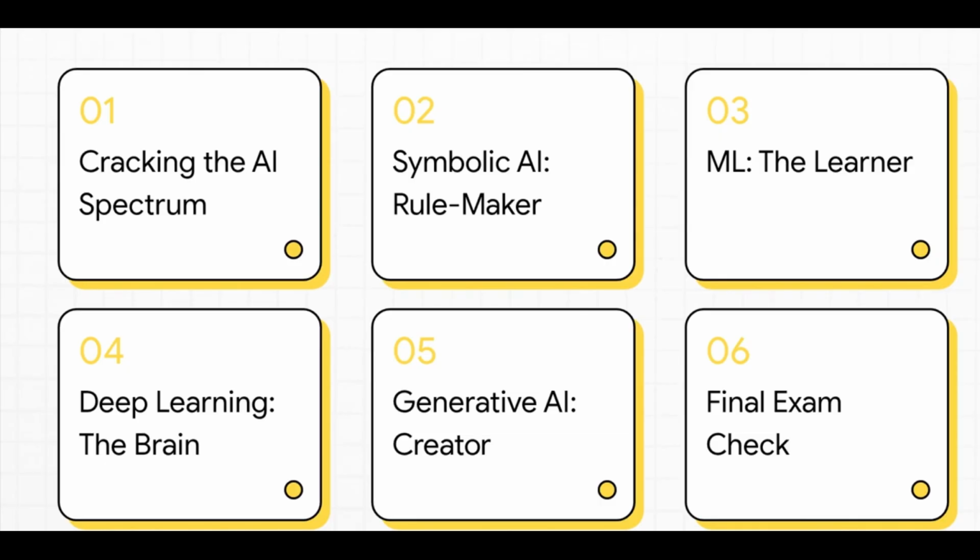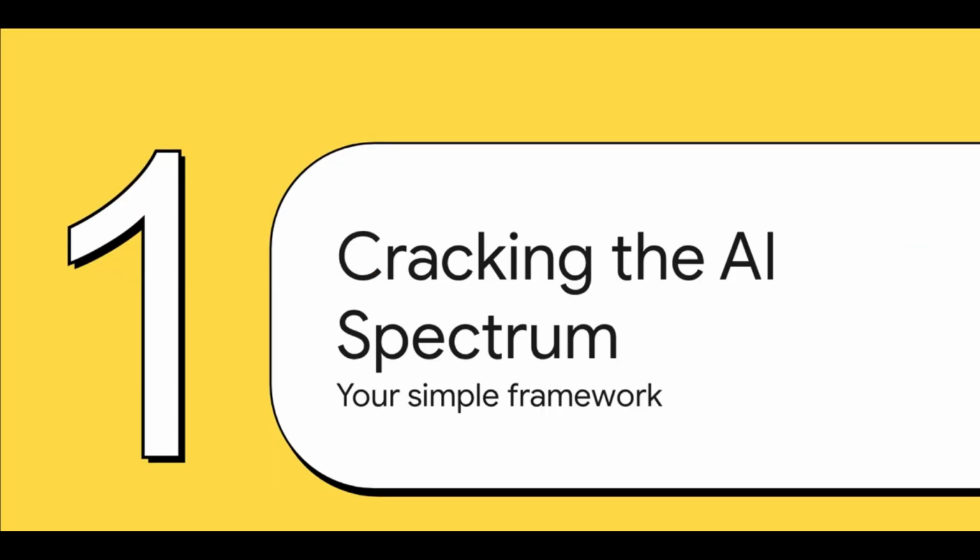Okay, so here's how we're going to tackle this. First, we'll map out the whole AI spectrum to get the big picture. Then we'll dive into each one, starting with the OG, symbolic AI, and work our way all the way up to generative AI. And then we'll wrap it all up with a quick exam check to make sure these ideas really stick. All right, let's start with that big picture.